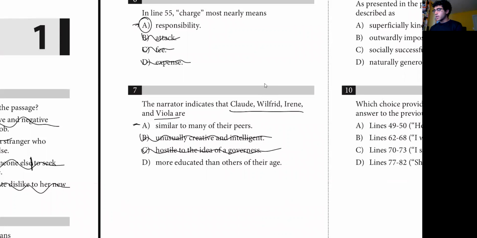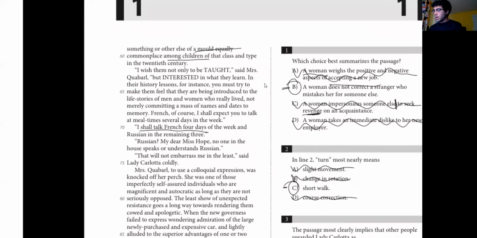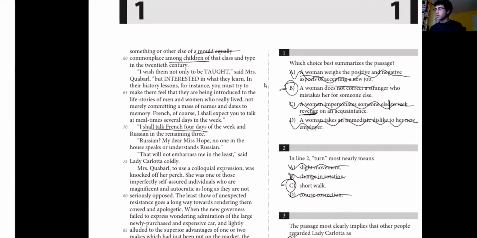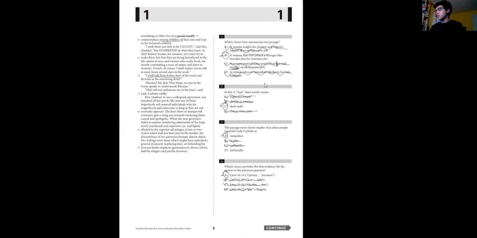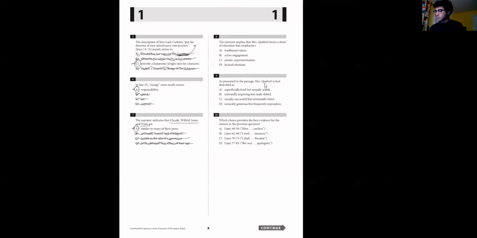And D, more educated than others of their age. No, it doesn't say that. If anything, it says Viola was, what did it say? Something or other of a mold equally commonplace among children of that class and type in the 20th century. So basically, she was just the same as anyone else. Yeah, here's going to be your answer.